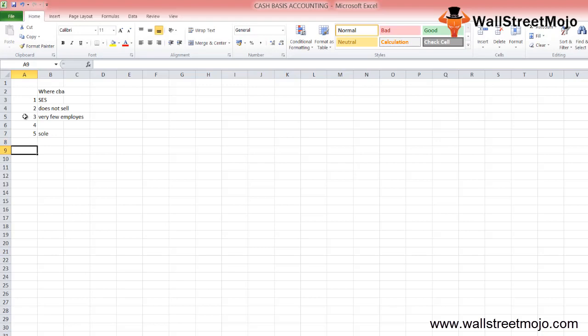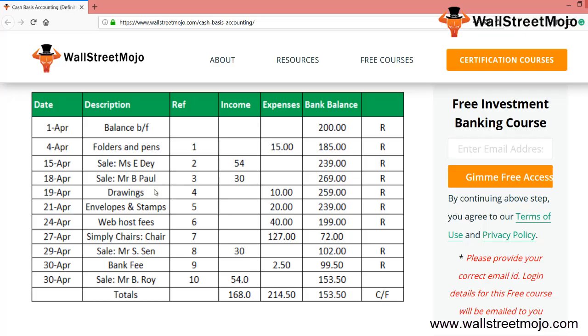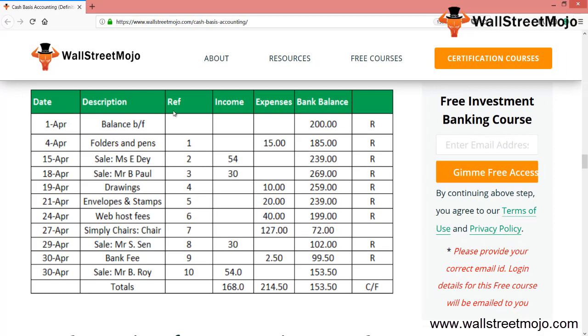Now, the cash basis accounting for a small business. Let's have a look at an example. As you can see, this is basically a ledger. These are the details: on 1st April there was a bank balance of 200, and then folders and pens, which was an expense of 15. So this has reduced. Then there was a sale by Mr. E Day, 54 income again. So this is how the expense and income have been recorded. There are ups and downs, plus and minus, according to which the bank balance is changing.